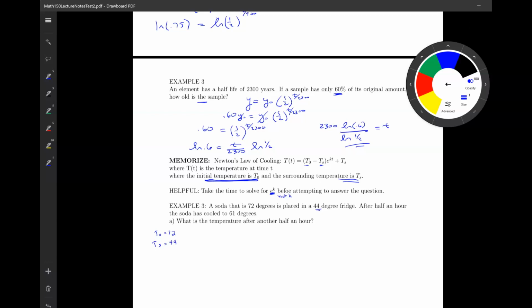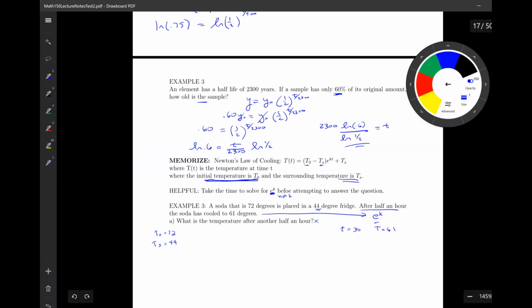Then they give you information. This is the information that you will use to solve for e to the k. So even before you go to the question, go solve for e to the k. After half an hour, you get to choose how you want to do it. I'm just going to choose t is 30 minutes. The temperature is 61.